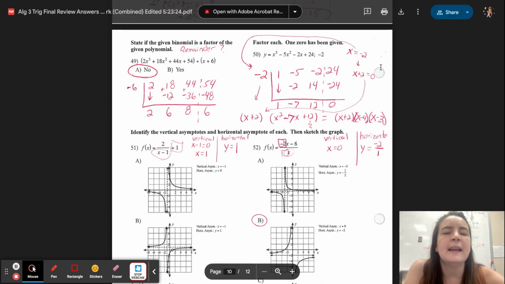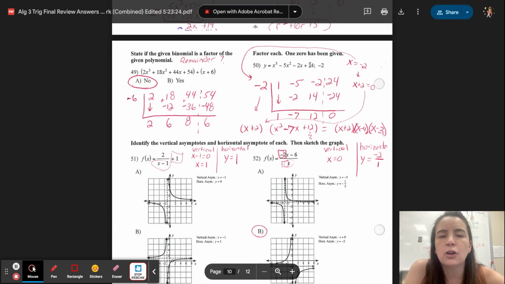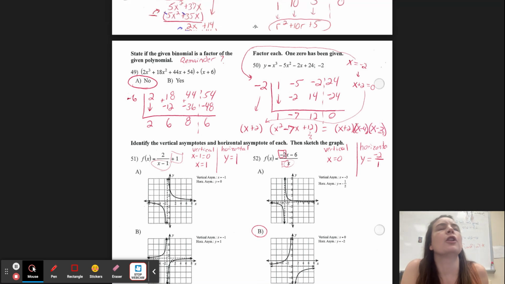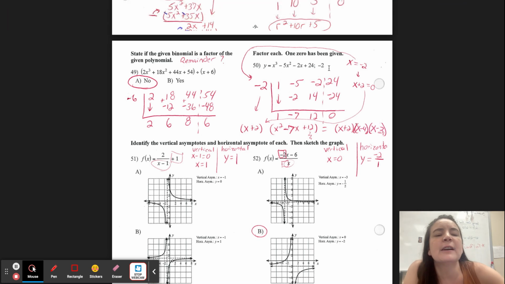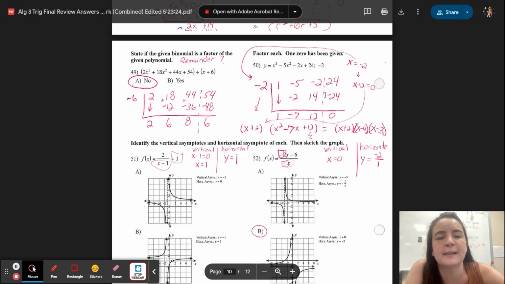For number 50, they ask us to factor, but this is a large expression. They do give us a 0. So if they give us a 0, since it's a large expression, we're going to break it down using division and make it smaller so it's something that's easy for us to factor. So in this case, we're going to use synthetic division again, like we did these other problems. The reason why I do not change the sign here when it's a 0 is because it's already solved for. So that's why you keep it as -2.